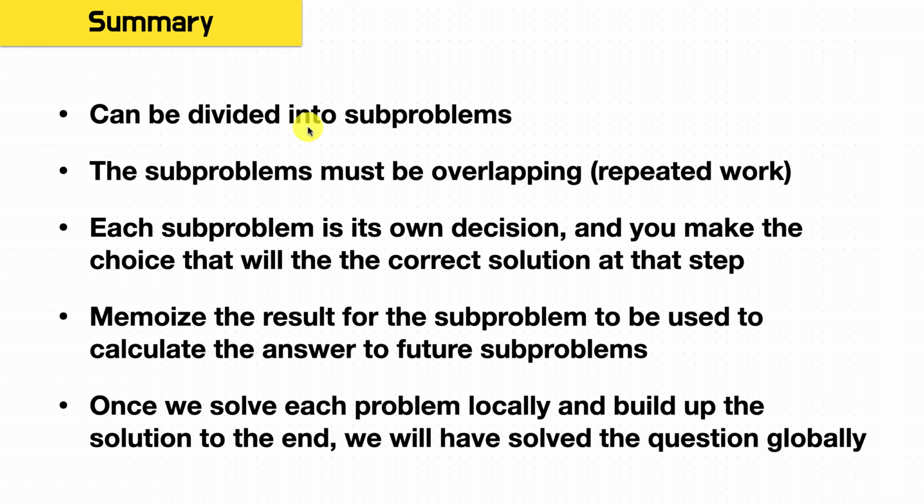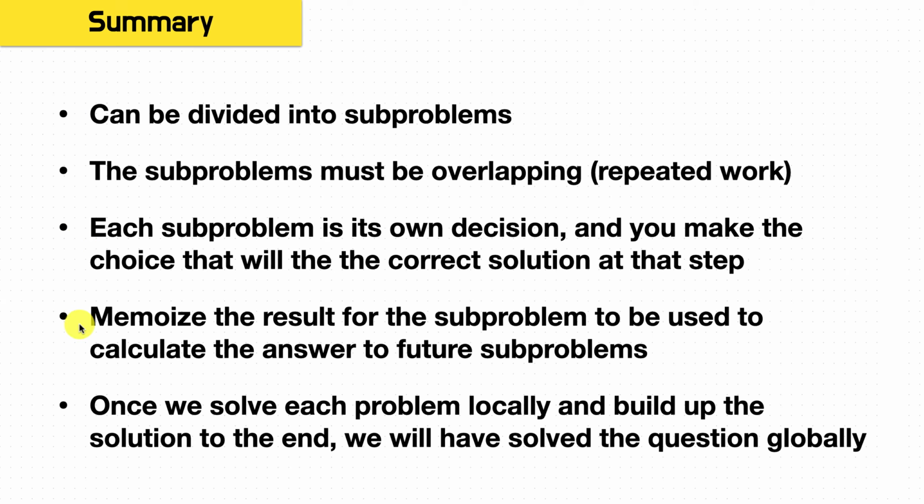First, we must be able to solve the problem by breaking it into subproblems. To use dynamic programming, these subproblems must be overlapping. And when they're overlapping, we know this means there's duplicate, repeated, unnecessary work. And each subproblem is its own decision, and you make the choice that will find the optimal solution at each step. So you take the input for that step, and then the optimal solution from previously solved subproblems to find the current solution.